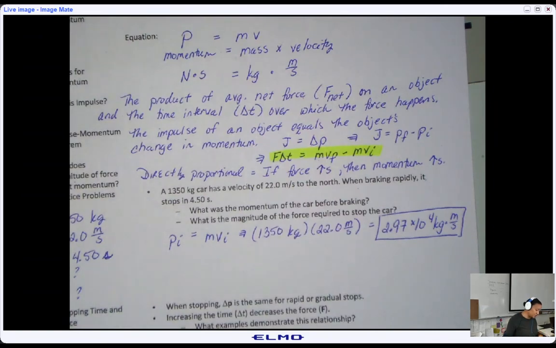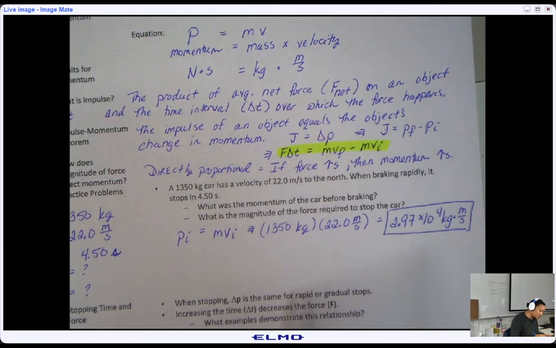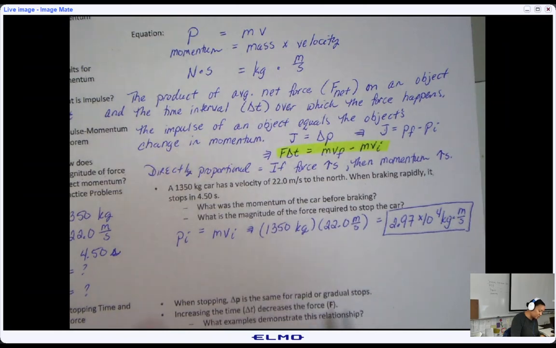All right. Oh, I'm sorry. Yeah, we'll go ahead and do this and then we'll go back to this one. So when stopping, change in momentum is the same for rapid or gradual stops. Increase in the time decreases the force. So what examples demonstrate this relationship? Think about in reality, what would be some examples that show that if you increase the time it takes for something to stop, you're decreasing the force on it. Can you think of any examples? Anybody?